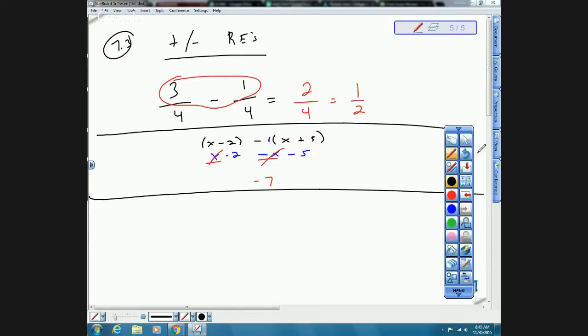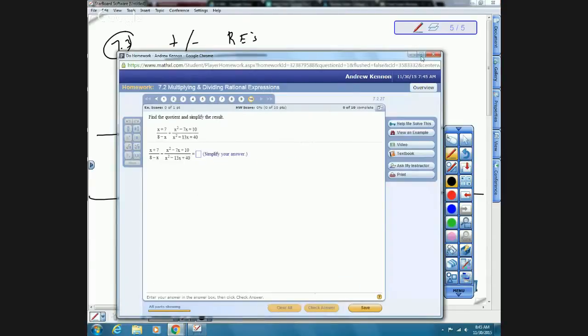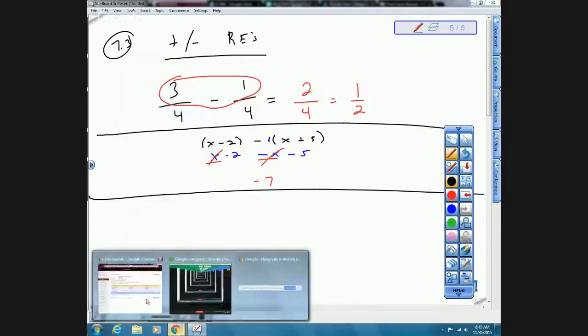But again, adding, subtracting these with the like denominator, if they're the same, the denominator just stays the same all the way across. Doesn't matter how crazy the denominator looks, it's the same.